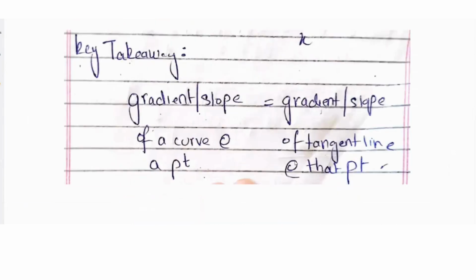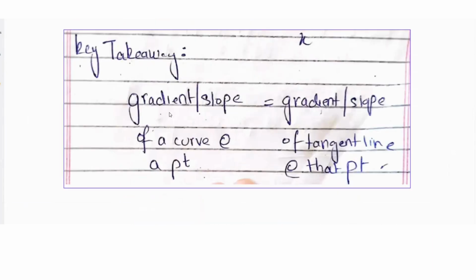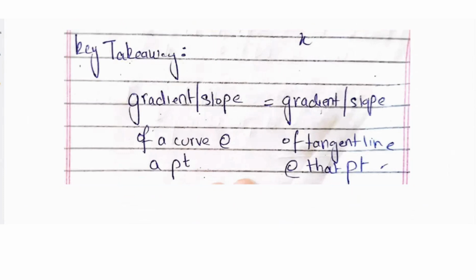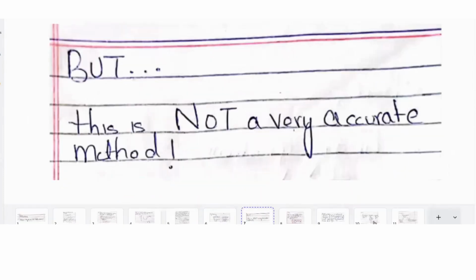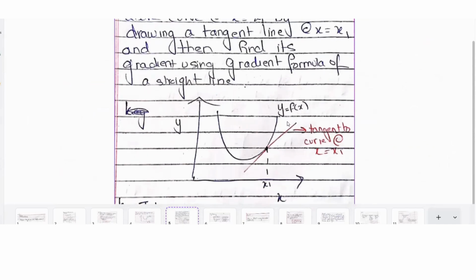So the key takeaway is that we know the gradient of a curve is not constant. So if we want to find the gradient of the curve at a given point, such as x1 in the figure before, it would be the gradient of the tangent line at that point, where a tangent line is a line that just touches the curve at that one point. But the problem arises that this is not a very accurate method. Because if we're manually drawing a line at a point on the curve and then finding its gradient, this is not a very accurate approach.